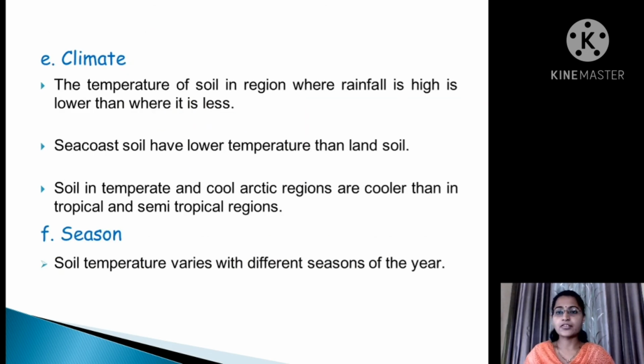Now go for the next factor, that is the climate. The temperature of soil in regions where rainfall is high is lower than where it is less. Sea coast soil has lower temperature than land soil, as well as soil in temperate and cool Arctic regions is cooler than in tropical and semi-tropical regions. And last point is the season. Soil temperature varies with different seasons of the year. Here we see the factors affecting soil temperature.